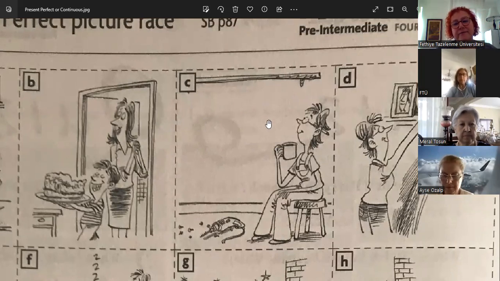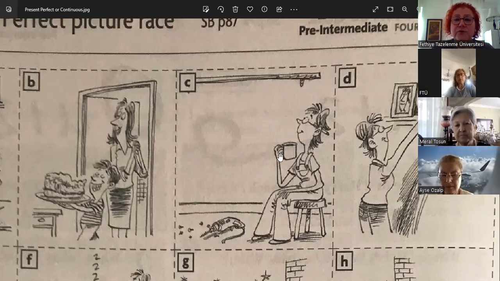How can you say it in Turkish? Rafları, bazı rafları duvara monte ediyor. Monte etmekte, ediyor.